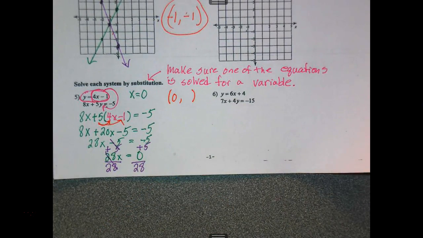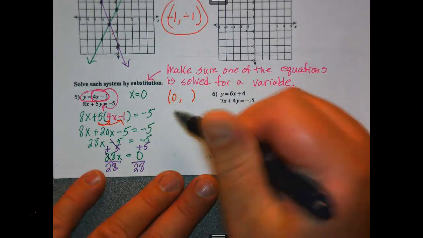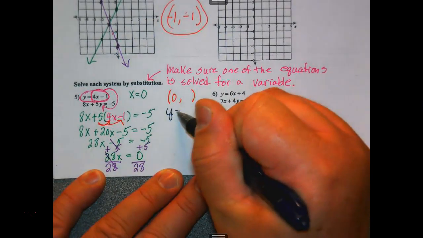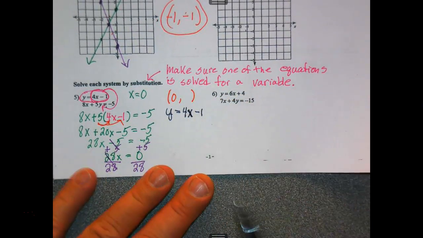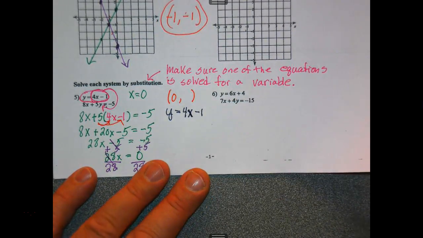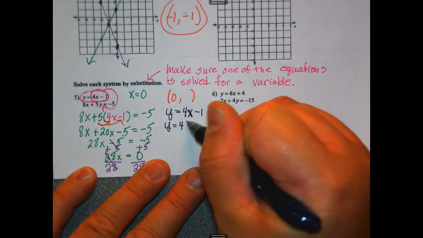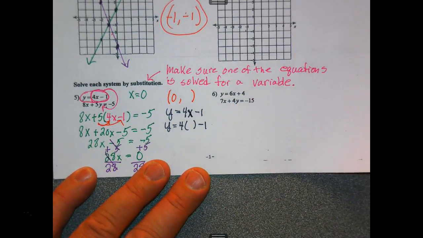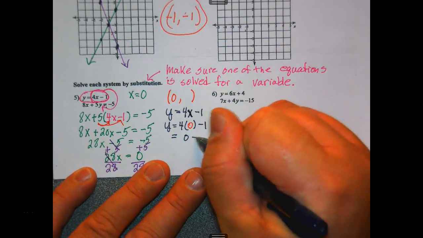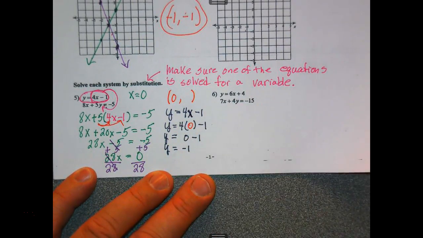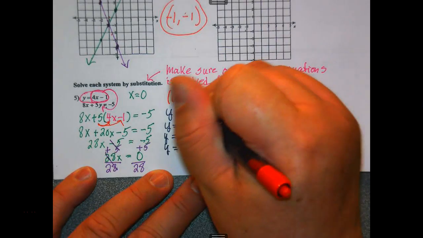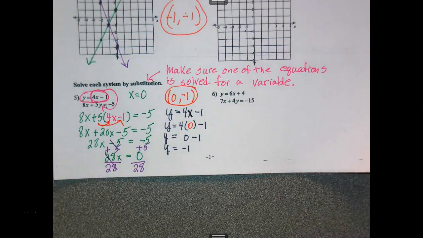Now, I'm going to go back and pick an equation. And I'm going to pick the top one. y equals 4x minus 1. I know what x is. x is 0. So I'm just going to substitute it in. So this is 0 minus 1. So y is going to equal negative 1. So here's my answer. 0, negative 1.